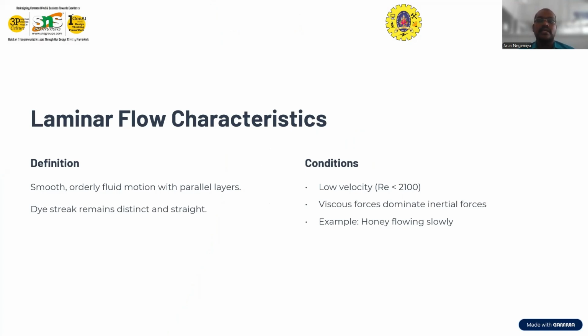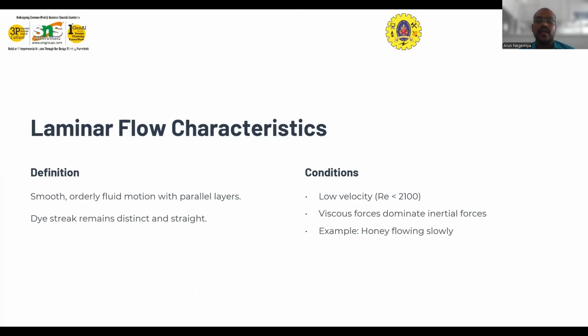Laminar flow is a smooth flow. It is a smooth and orderly fluid motion where particles move in parallel layers. The layers will be in that parallel manner, so they do not interact with each other. There is no mixing and no cross flow inside the laminar flow. This is called laminar flow.